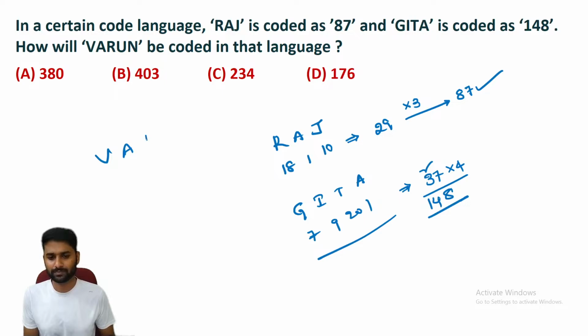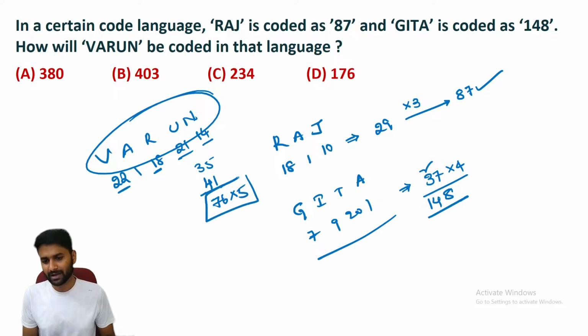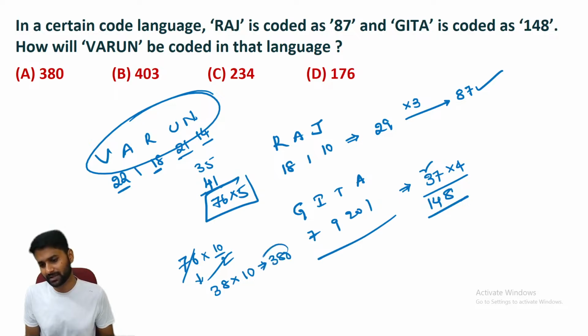Let's check with the word Varun. This is the logic. V is 22, A is 1, R is 18, U is 21, N is 14. The total value is 76, which is multiplied by 5. Guys, if you want to multiply with the number 5, remember to take half of this value, and half of this value is exactly equal to 38, multiplied by 10.